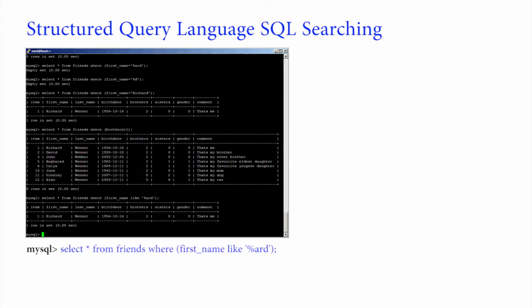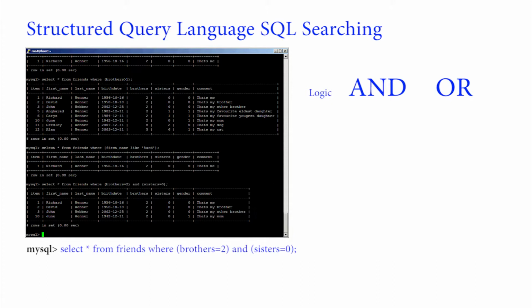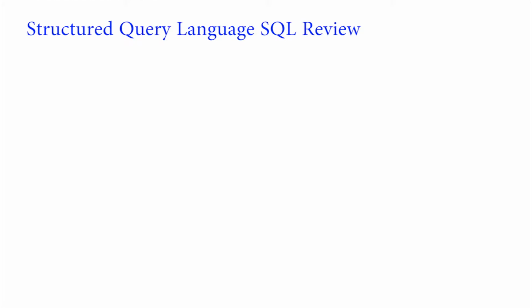The final part of the search we are going to cover here is logic. The logic statements are and or, and apply to the conditions like this. Select star from friends where, open brackets, brothers equals 2, close brackets, and, open brackets, sisters equals 0. Select star from friends where first name equals Richard or sisters equals 0. We've come a long way in this video, and it's advised that you rerun it and try the examples, as well as designing a few of your own.